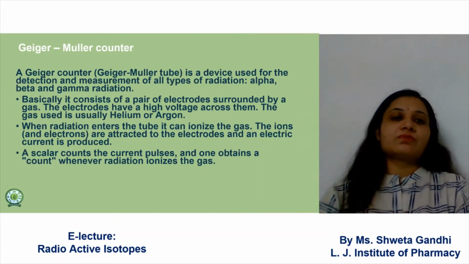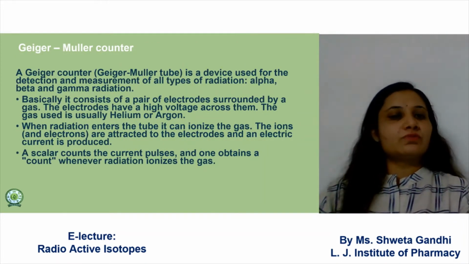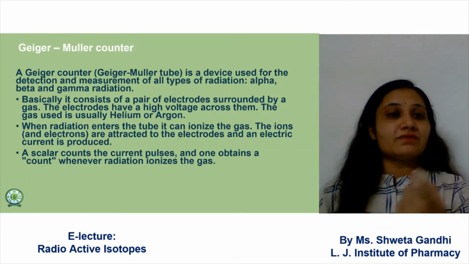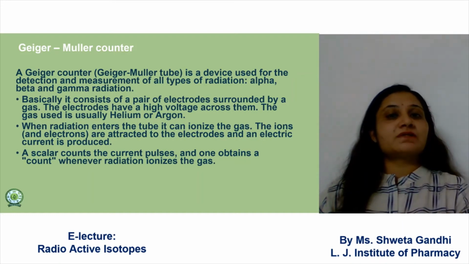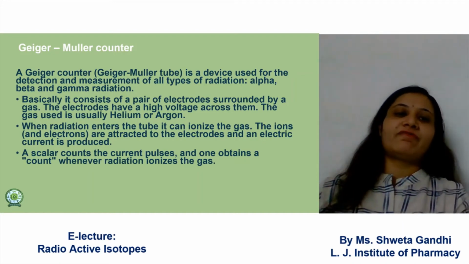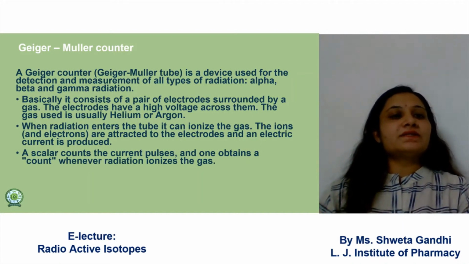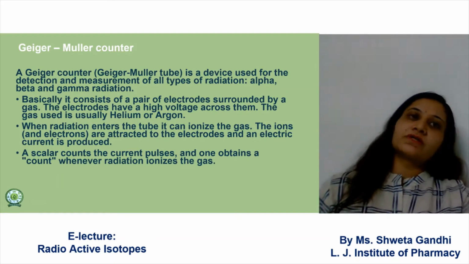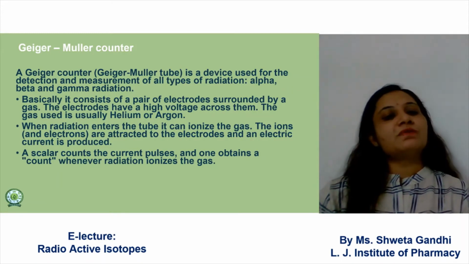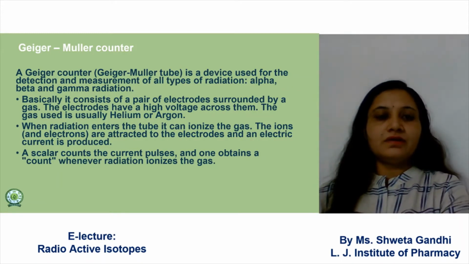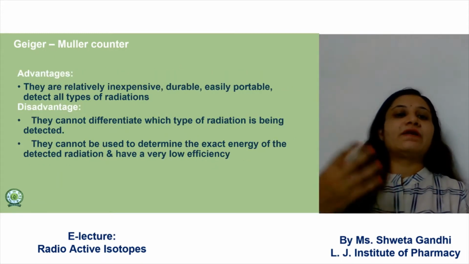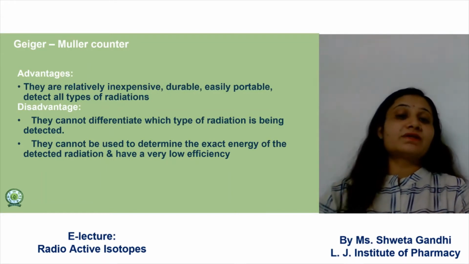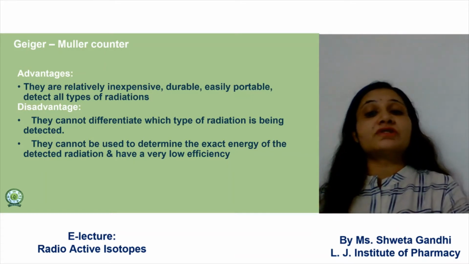Next is the Geiger-Muller counter. Sometimes a short note on the Geiger-Muller counter also comes. What is a Geiger-Muller counter? It is a Geiger-Muller tube, a device for the detection and measurement of all types of radiation: alpha, beta and gamma. It consists of an electrode surrounded by a gas, and this electrode has a very high voltage. The gas may be helium or argon. The advantage is that it is an inexpensive, durable technique, and the disadvantage is that it cannot differentiate which type of radiation is being detected.